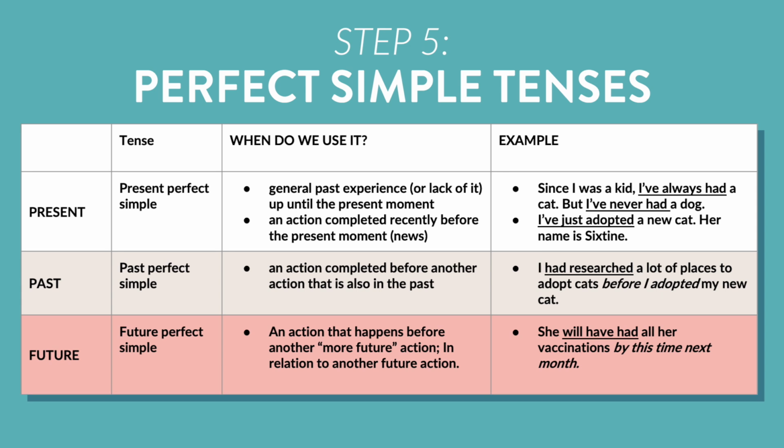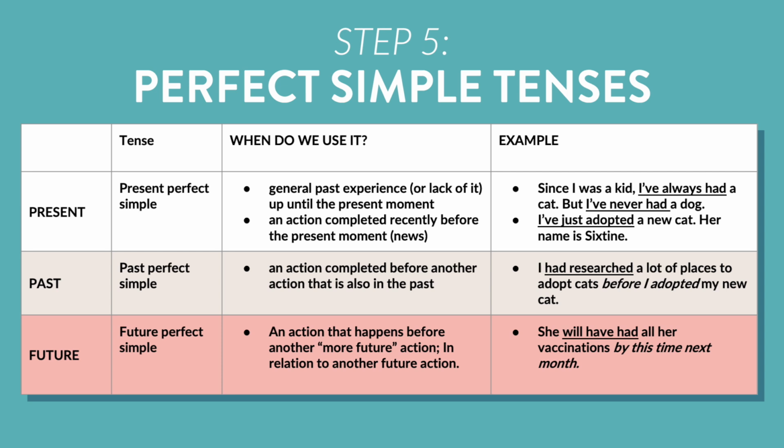And the future perfect simple. This is for an action that happens before another more future action. So it's in relation to another past action. So you can see the perfect simple tenses are always in relation to other actions.